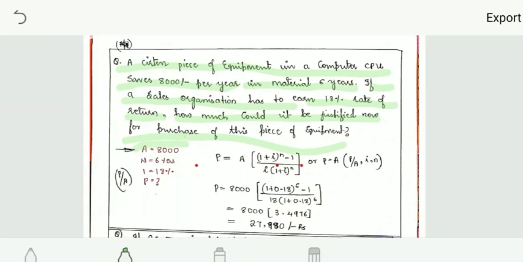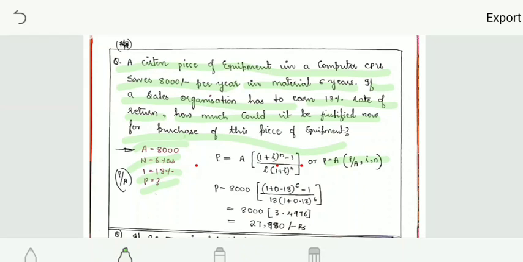So the amount A is already given, n years, and rate of interest I is given. So you are finding out the present worth to decide whether it is an effective investment or not. So it is the first case, that is, equal payment series to the present amount, present worth factor. So you have the formula P is equals to A times (1 plus I) raised to n minus 1, divided by I times (1 plus I) raised to n, or else you can also use the table, that is P is equals to A into P by A, I comma n. In my previous two lectures I have shown you how to use the compound interest tables.